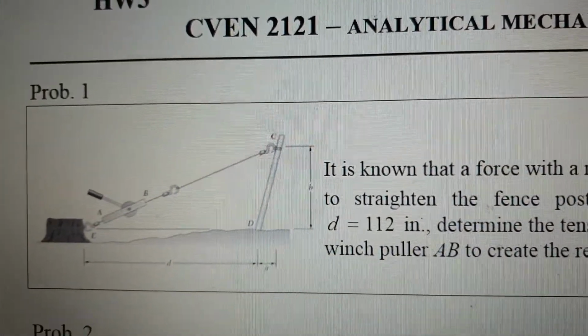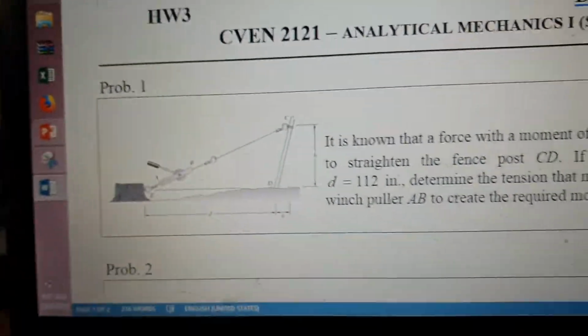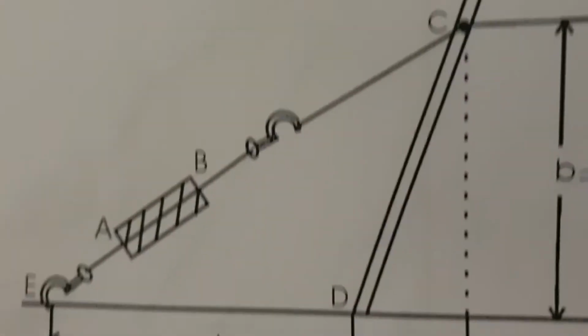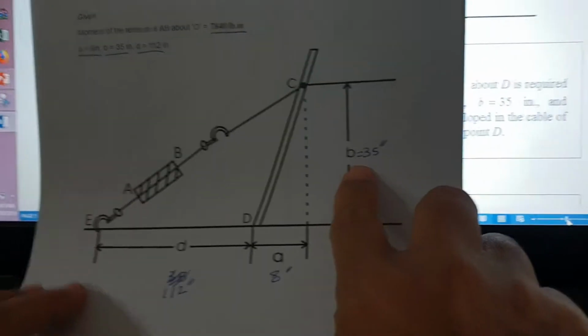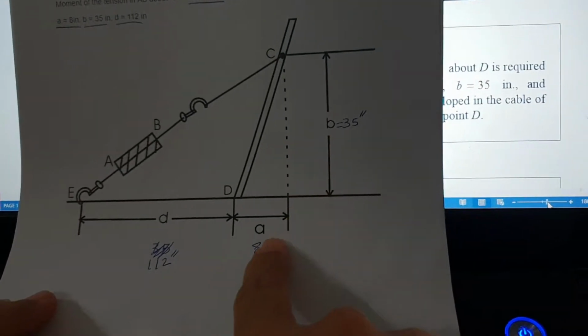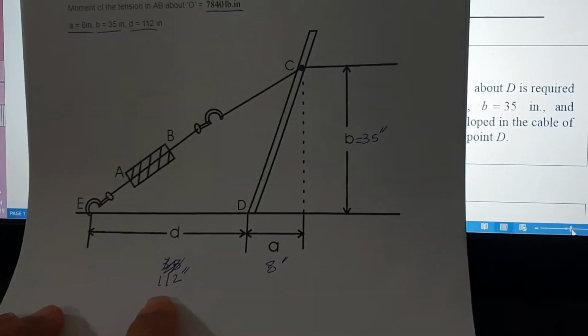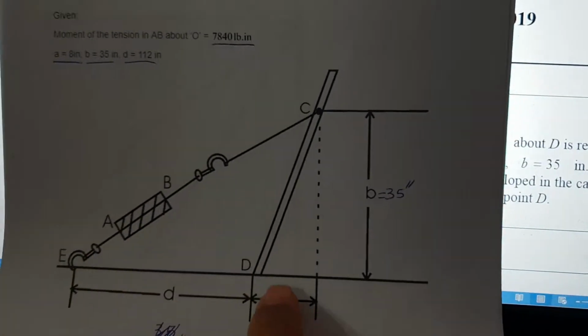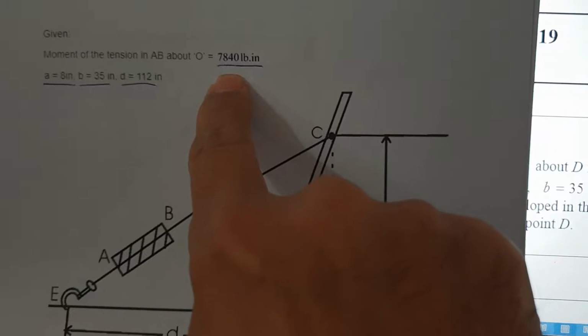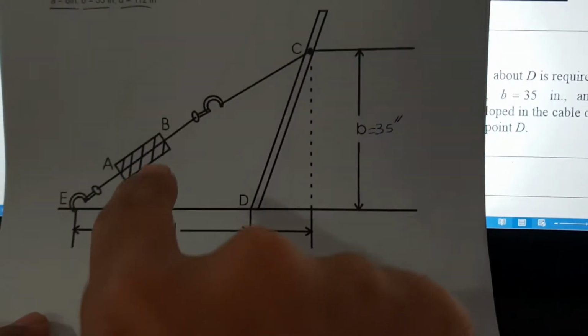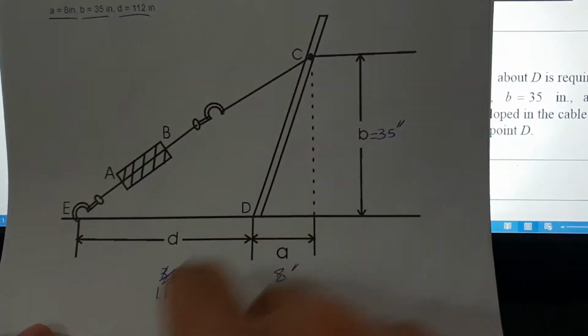He gave you the moment at point D, and he wants to know the tension that must be developed in this cable. Well, let's try to analyze it. We have B is 35, we have 8 inch, and we have 112 inch, and we have the cable. He gave you the moment, 7,840 pound-inch, and he gave you A, B, and D. Now, let's start solving this.